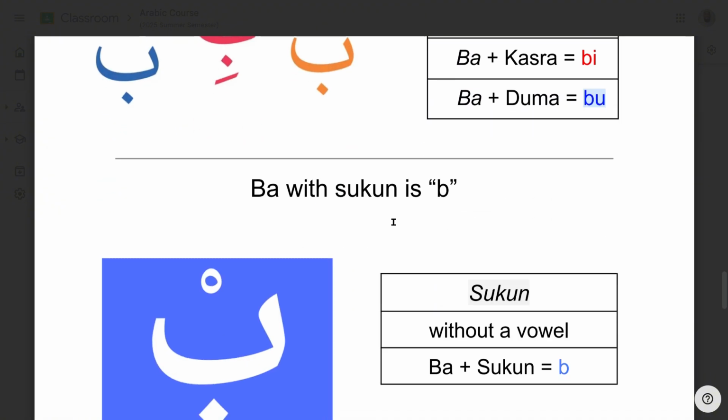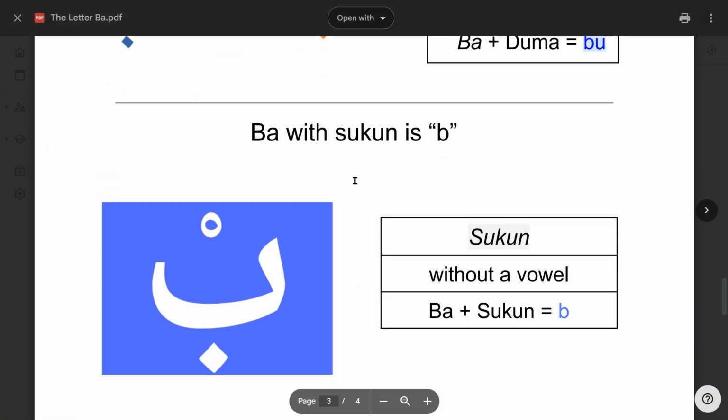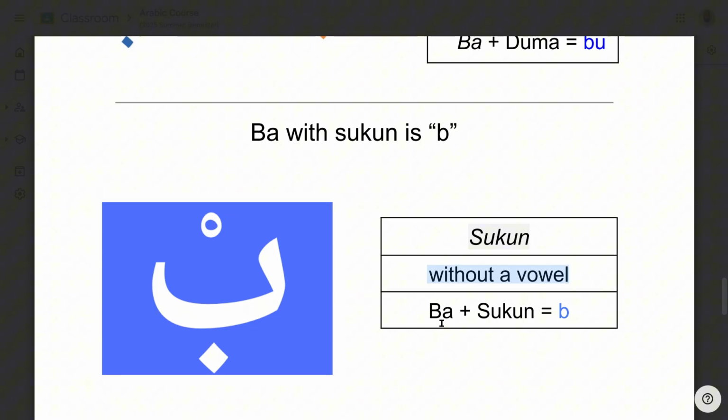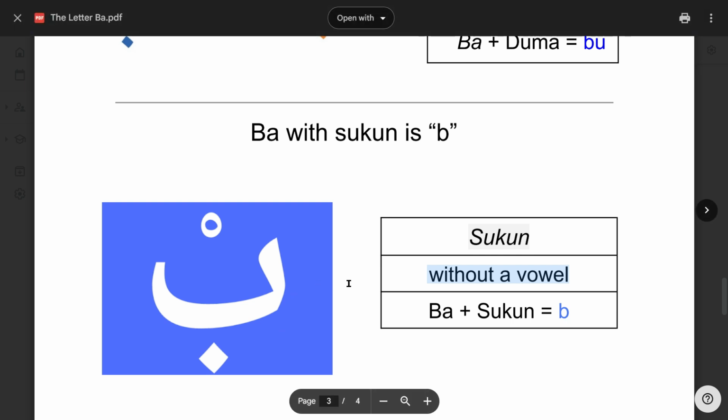So let's go to the sukun on the letter ba. This is the ba, and this is a sukun over it. This is without a vowel. So ba and sukun is just going to be the b sound. No vowel. You just put your lips together and make a b sound.